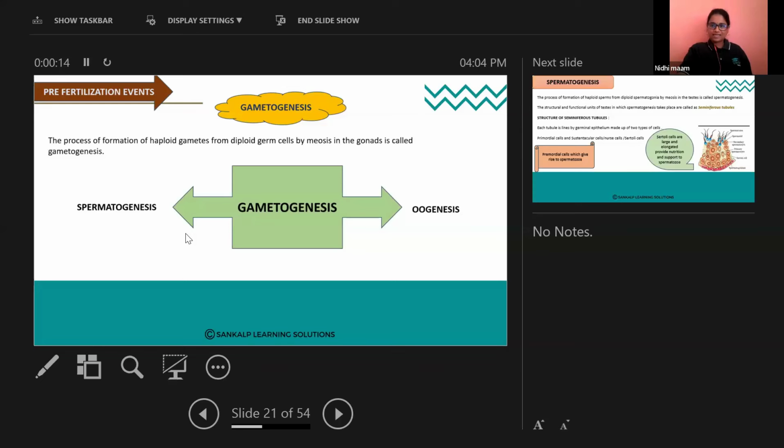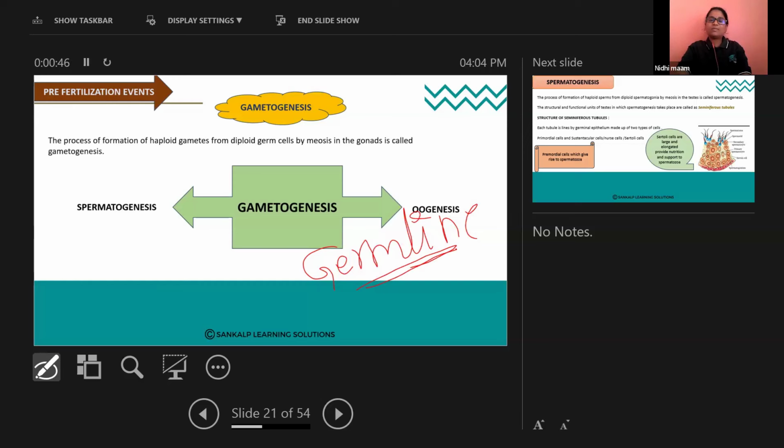As I said in the last session, gametogenesis means formation of gametes. Formation of gametes is called gametogenesis. So here, the line is called the germ line. In every organism, like mammals, we have a germ line, the germinal layer. Each and every individual cell of the germ line is called a germinal cell.